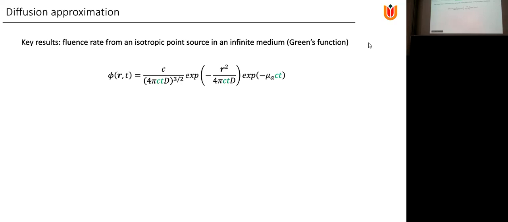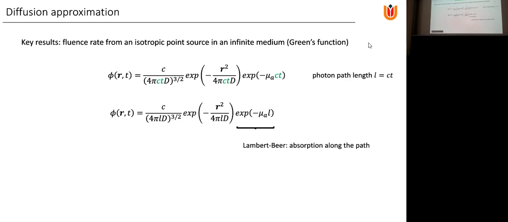In green highlighted there is the product of c and t, so the time t and the speed of light c, so that is a length L. So you can also write that as, you can substitute these occurrences of c and t with L. And there you recognize the exponent on the right hand side. You then recognize Lambert-Beer's law. So this is again an expression that the absorption takes place along the path of the photon. So the mu A is.